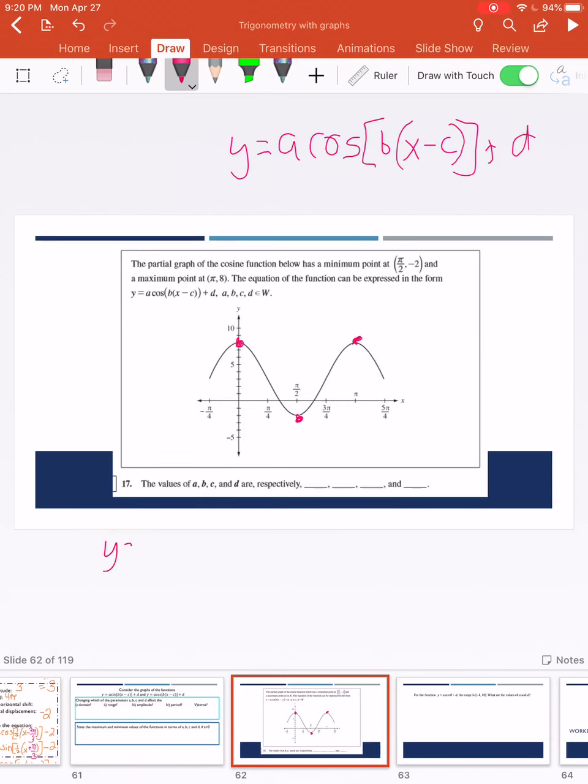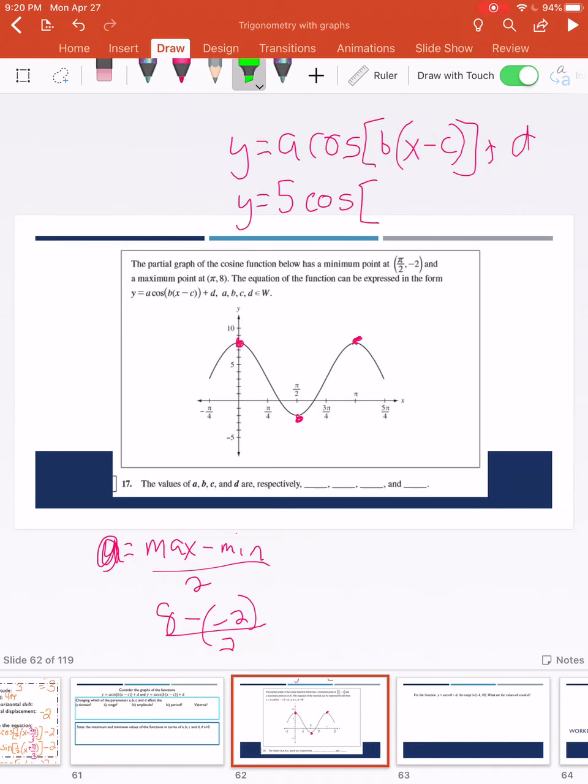So my amplitude is max minus min divided by 2. So my max is 8 minus my min is negative 2. And of course, you're always using the y values. So 8 minus negative 2 divided by 2 gives me 5. So I know my amplitude is 5.